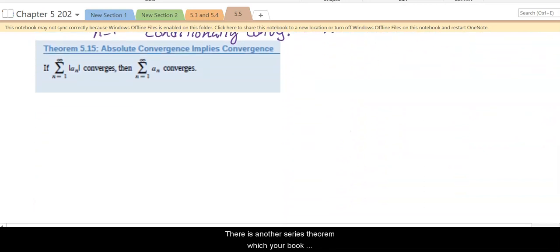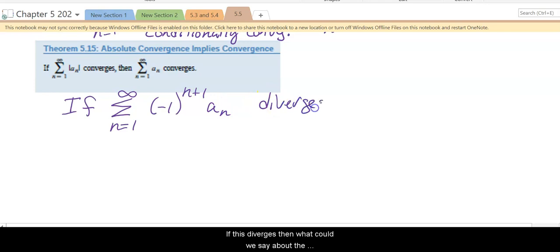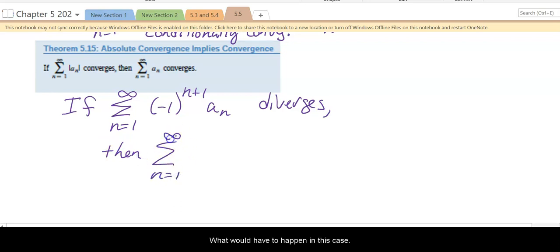There is another series theorem which your book does not contain, but which you need to know. Let's see if we can think about it and come up with a theorem that explains what would happen if the alternating series diverges. If the series, and again I'm going to write it as an alternating series to emphasize that, diverges, then what could we say about the absolute value of it? What would have to happen in this case?